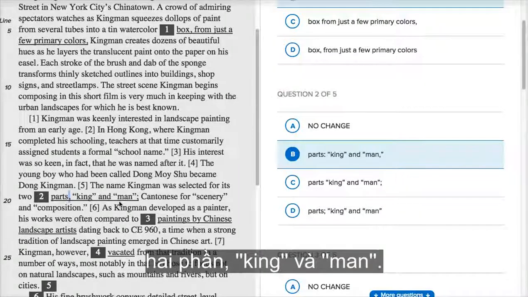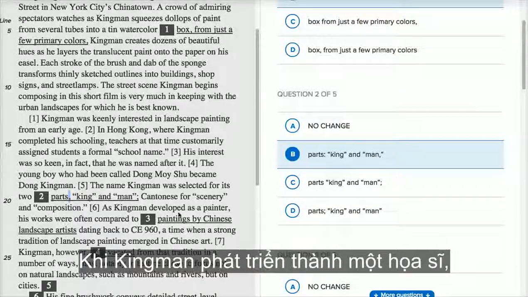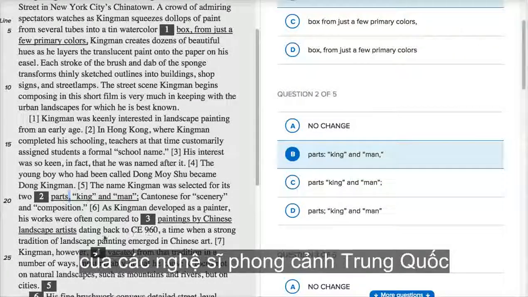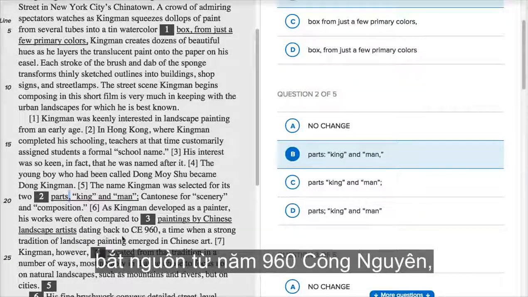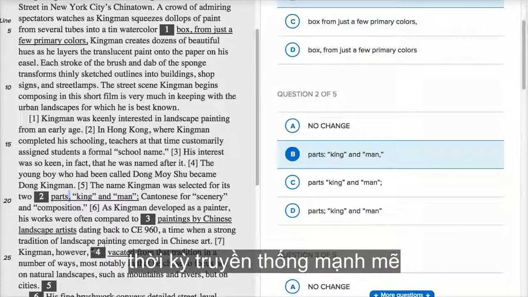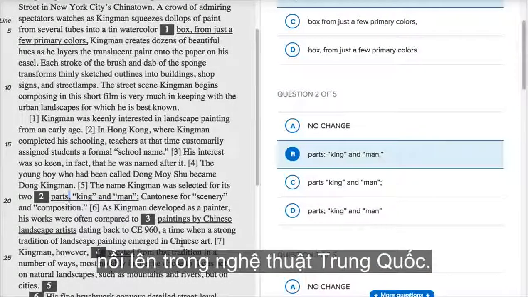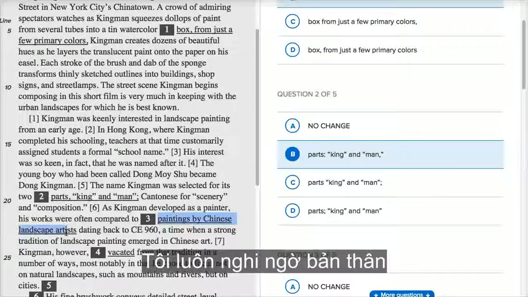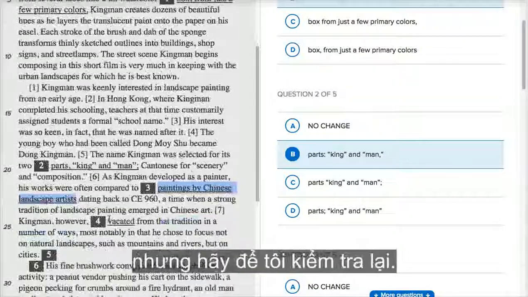king and man. As Kingman developed as a painter, his works were often compared to paintings by Chinese landscape artists dating back to the Common Era 960, a time when a strong tradition of landscape painting emerged in Chinese art. Actually, for question 3, this seems reasonable. As Kingman developed, I'm always suspicious of myself when I think that something's okay, but let me just double check.